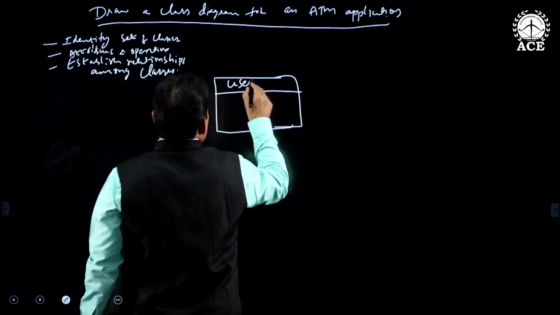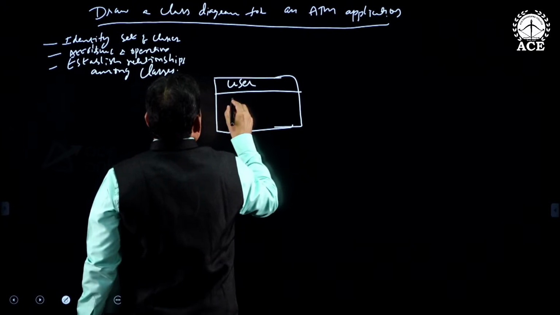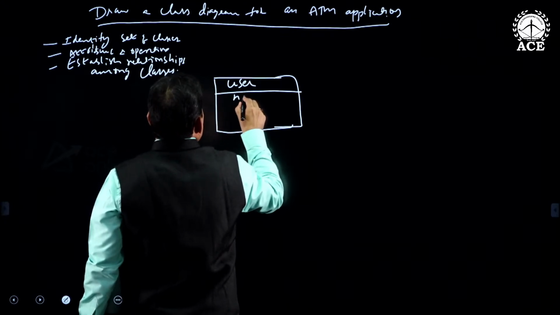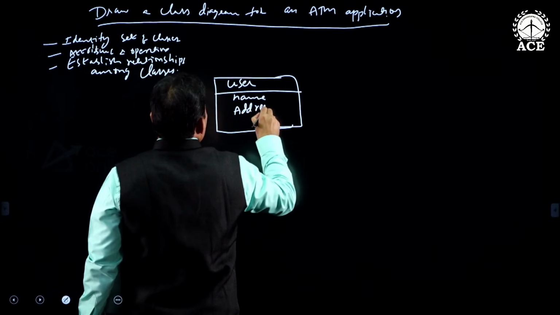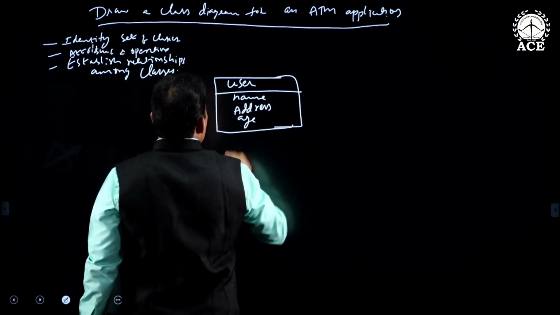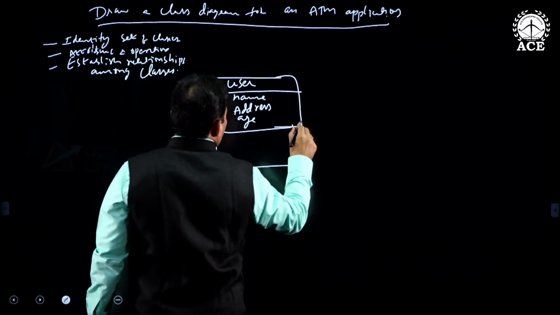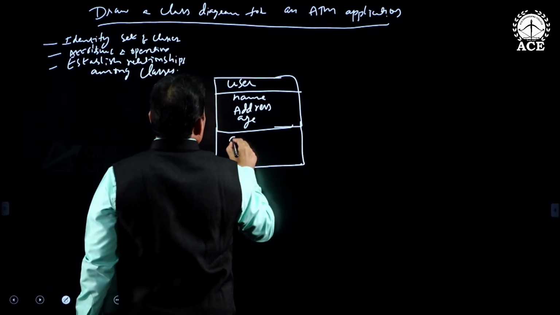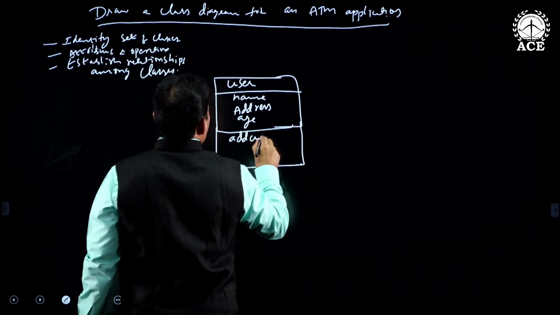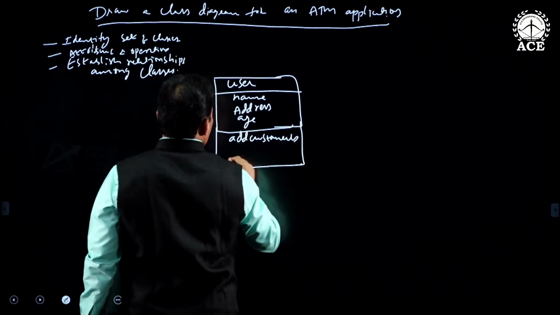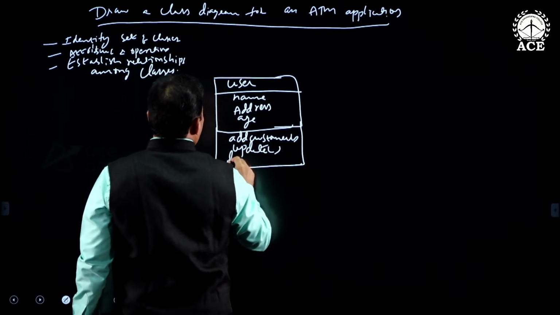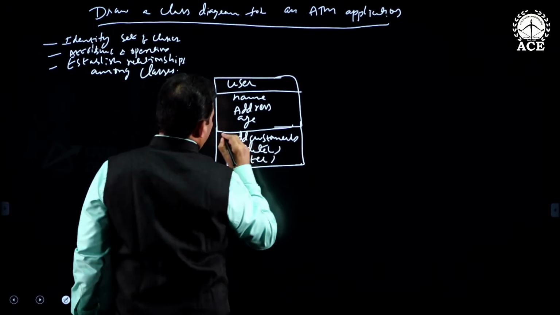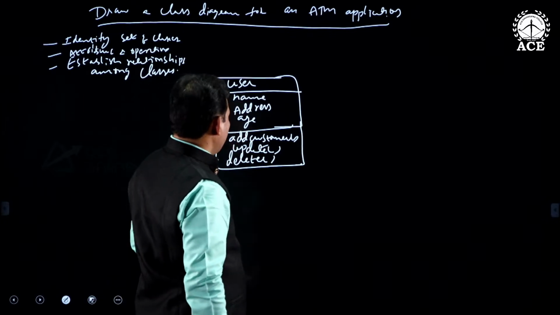ATM user is a class. What are the attributes for the ATM user class here? User name, address, age. What are the operations the ATM user can perform here? The operations are add customer, update customer details, delete customer details. So that is the user class.